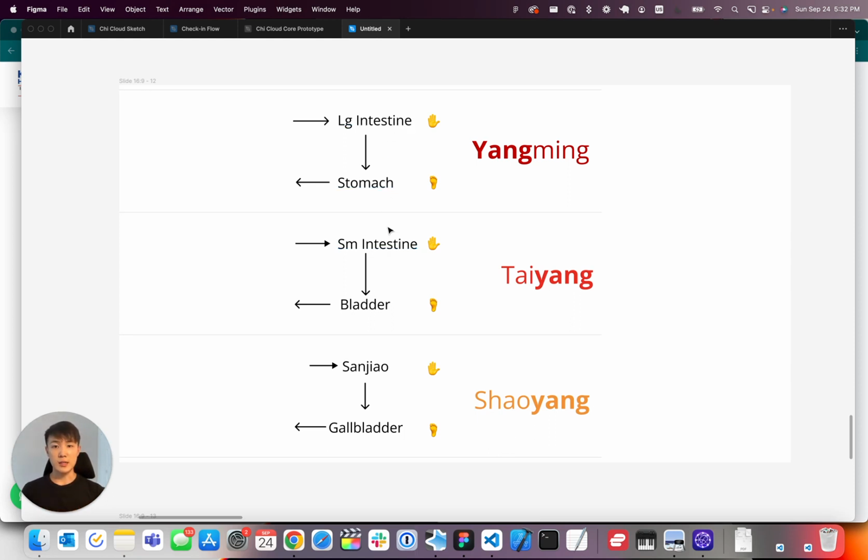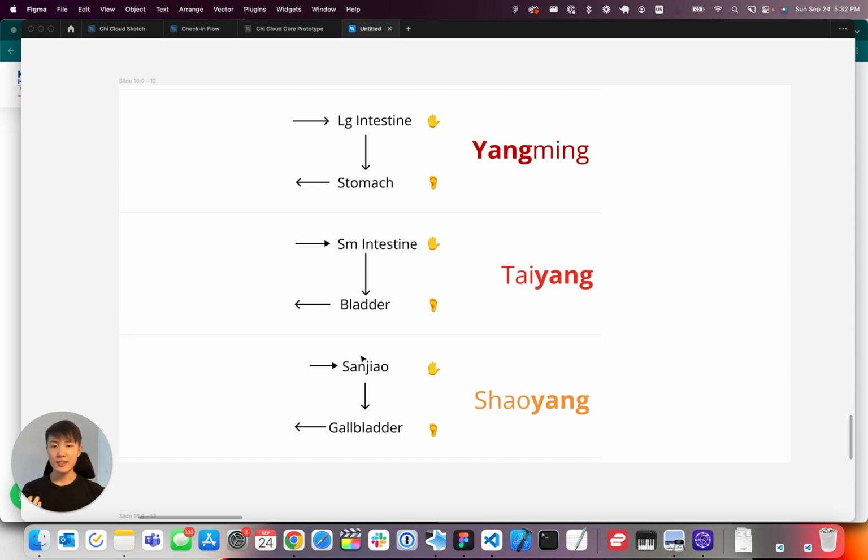So large intestine, stomach, small intestine, all very yang organs. The bladder also has to do with excreting urine, so that is also a yang organ. It's a sac that holds fluid and releases that fluid.